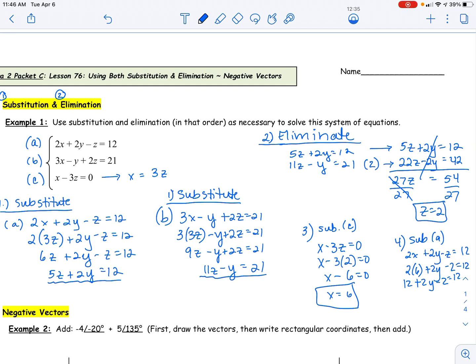So we have 12 minus 2, right? So we have 10 plus 2y equals 12. Subtract 10. 2y equals 2. And y equals 1.